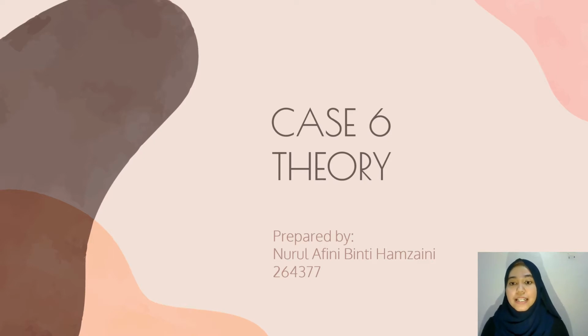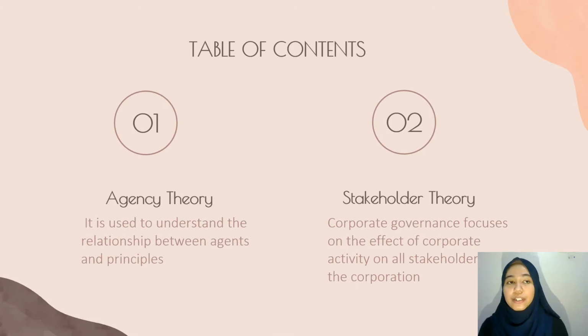So for this video, I would like to tell you about the theory that can relate with case 6. These are the theories that I think can relate with case 6, which are agency theory and stakeholder theory. What is agency theory? Agency theory is used to understand the relationship between agents and the principals. This one I will continue in the other part.